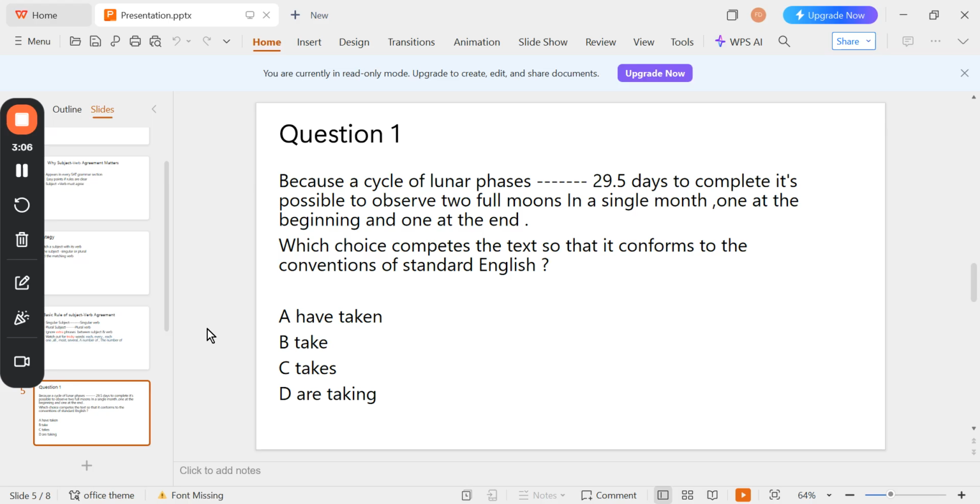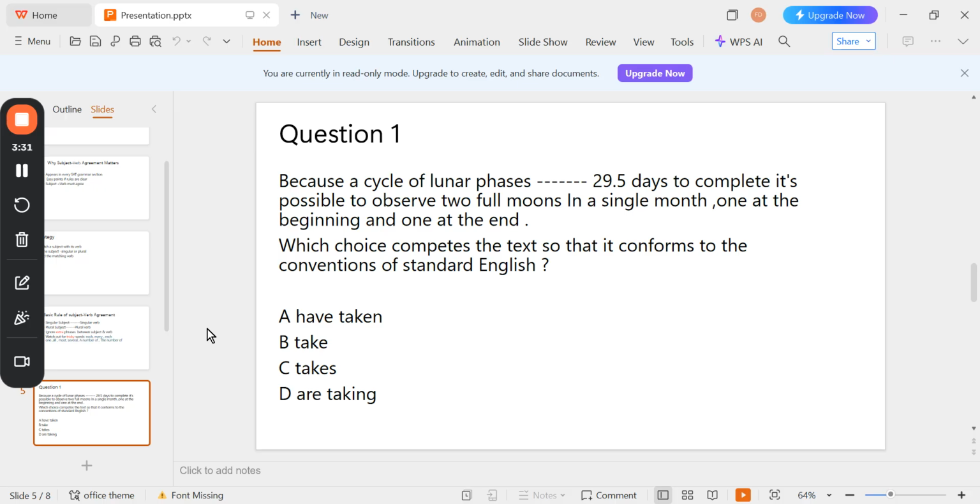Extra tip: prepositional phrases like "of lunar phases" never change the subject. Another example: a flock of birds is flying over the park. The subject is flock, which is singular, not birds. So our verb is singular, which is "is flying." So always find the subject, ignore extra information, and match the verb.